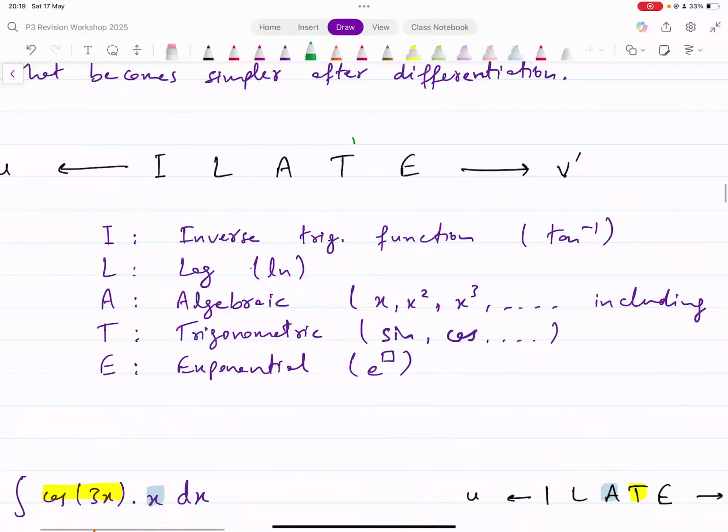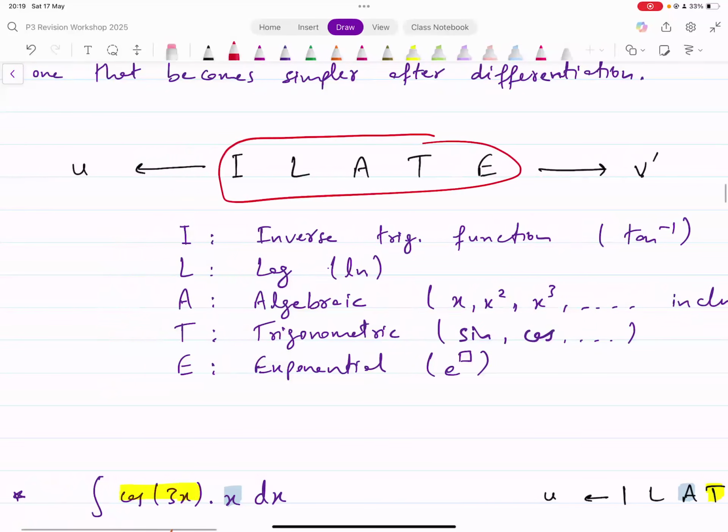T stands for trigonometric, sine, cos. E stands for exponential, e raised to power something. Now, in ILATE, whatever is on the, so you'll have two expressions, right?